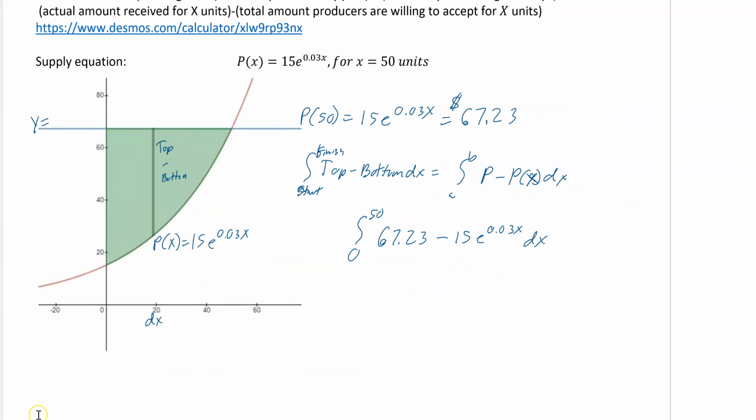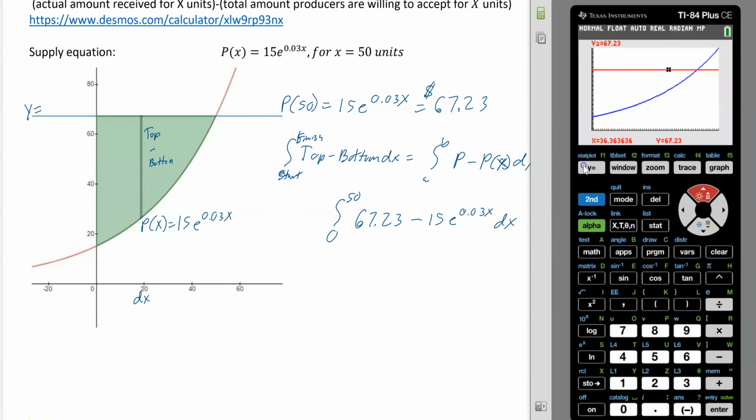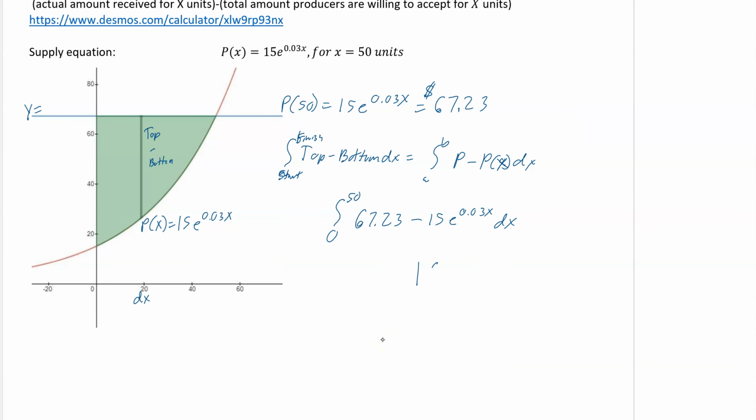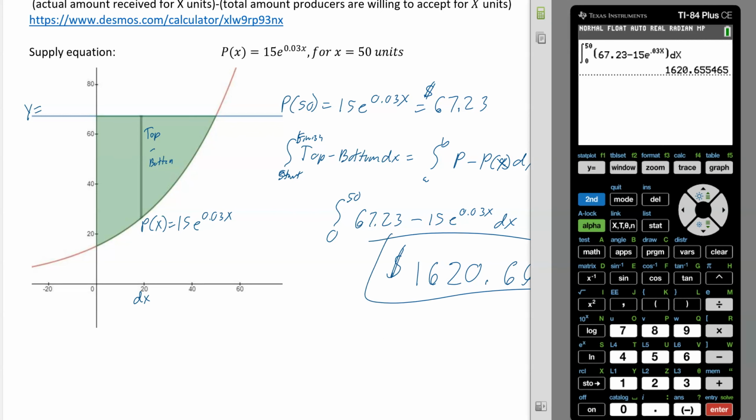All right, so now we're going to plug that in our calculator and see what it gives us. Second quit. And we're going to go math 9, 0 to 50. All right, and then we just double check everything. 15 e to the 0.03x, and then 67.23. Hit enter. So 1,620.66. $1,620.66. So that's our producer surplus.